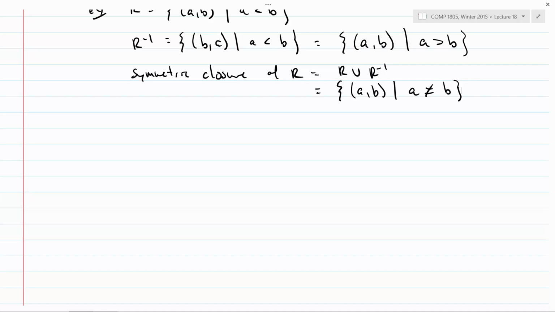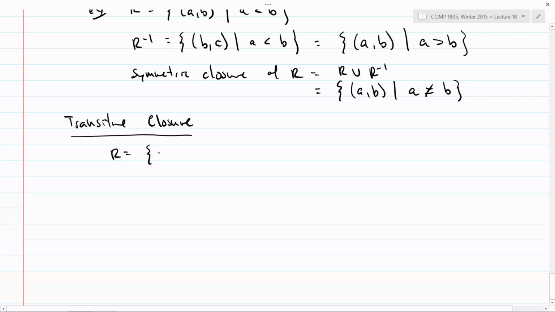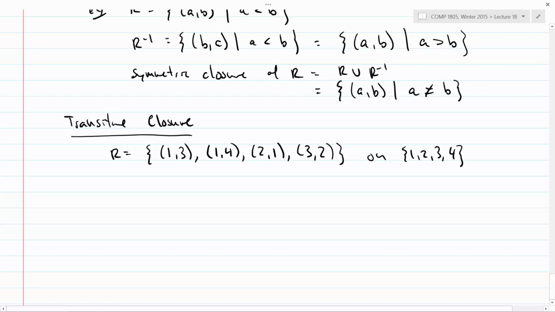All right, so the last one we'll do is the transitive closure. And if you think this is easy based on the last two, you'll see fairly quickly that the transitive closure is not easy. So let's try it. Let's say R is equal to {(1,3), (1,4), (2,1), (3,2)}, and this is on the set {1, 2, 3, 4}. And this is not a transitive relation.